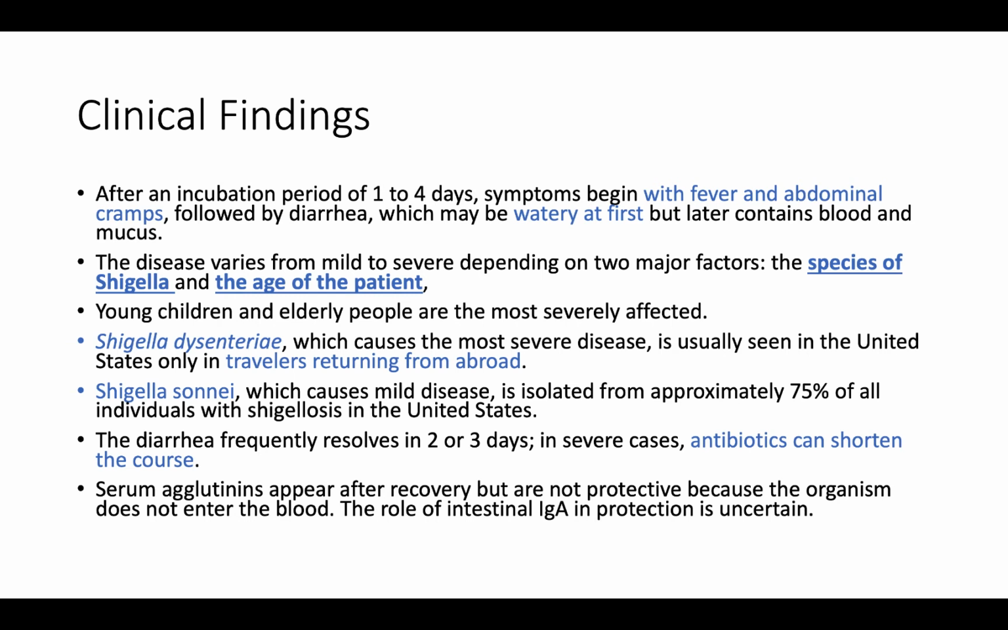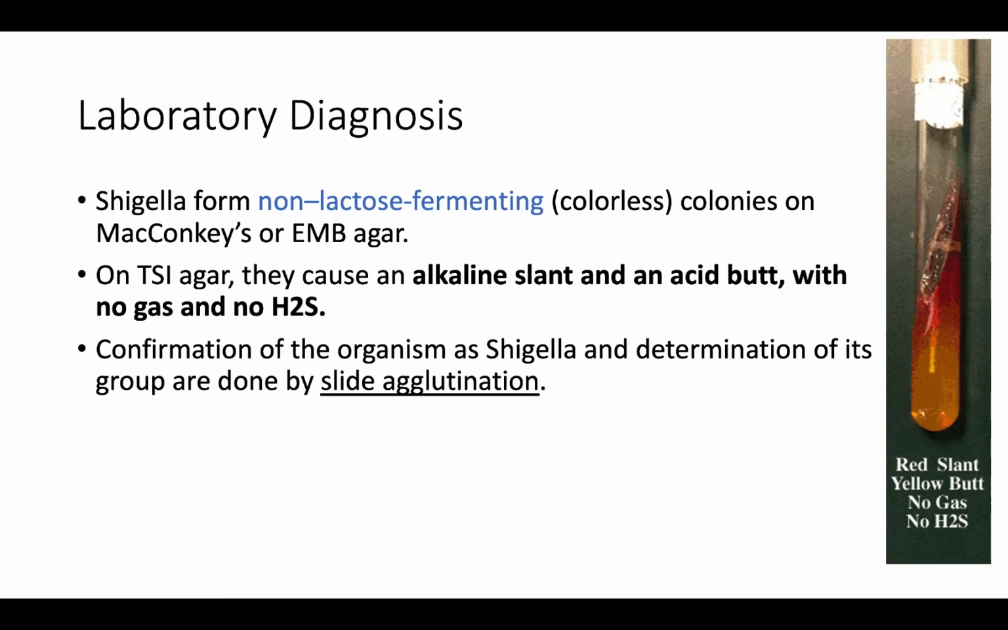As we discussed with typhoid, serum agglutinins appear after recovery but are not protective because the organism does not enter the blood. Here the role of the IgA in the intestine is still uncertain.